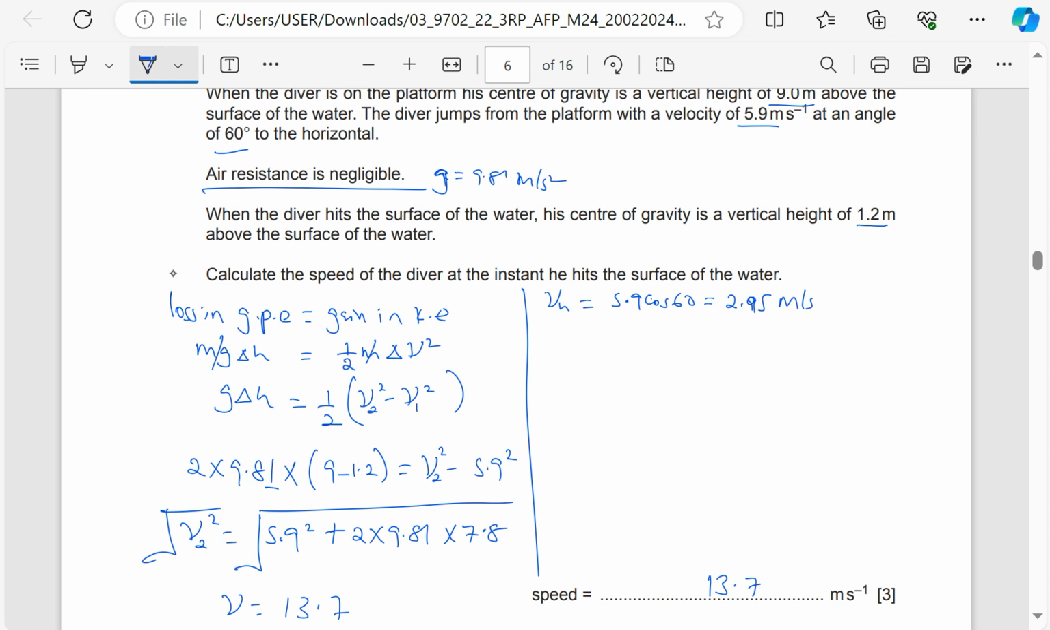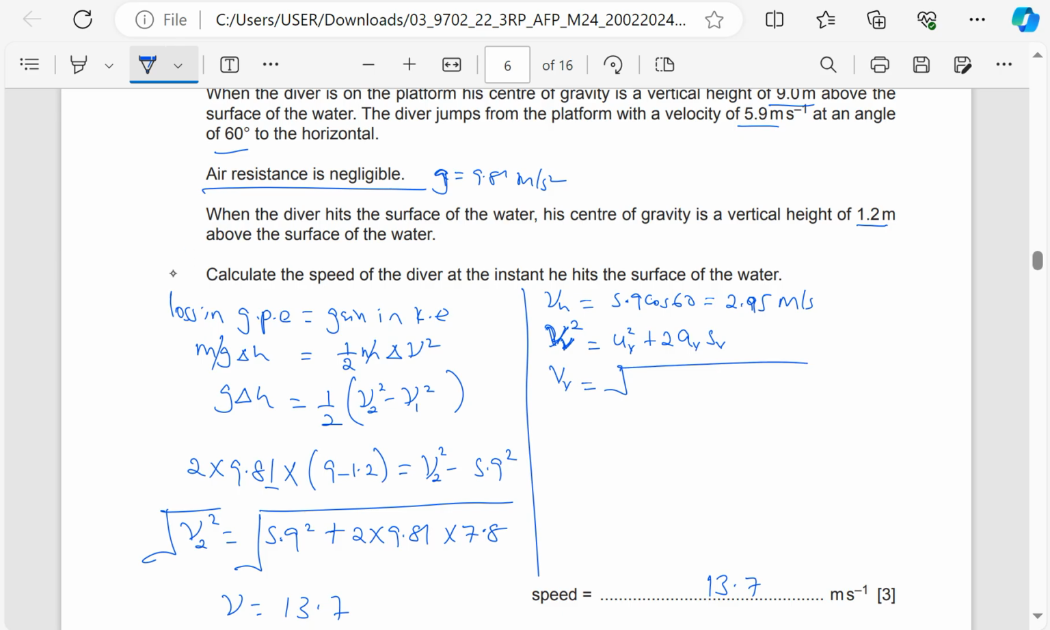Then in the vertical, if I try to find velocity in the vertical, I'll go to V subscript V. I'll say V subscript V squared is equal to initial velocity in the vertical squared plus 2 times acceleration in the vertical times S in the vertical. So I'm using V squared is equal to U squared plus 2AS. So V in the vertical, which I'm going to call V subscript V, is going to be equal to the square root of initial velocity in the vertical.